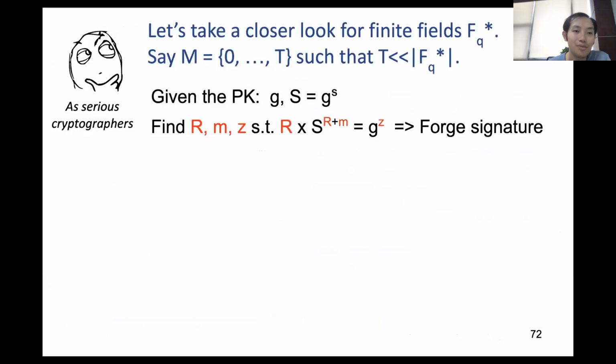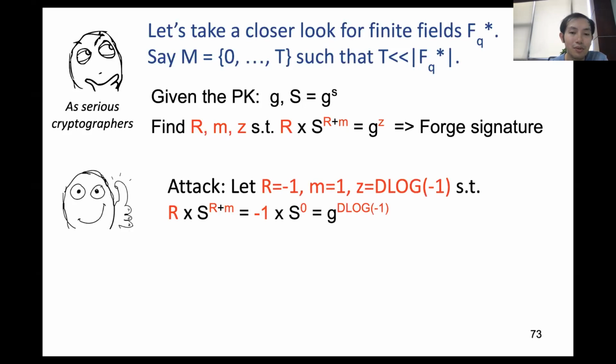So as serious cryptographers, we are not really satisfied by a solution which is only secure in the generic group model. We put it back into concrete group instantiations like the multiplicative group of a finite field, and we really tackle this question to see whether this is a hard problem in any concrete group. It turns out that we find an attack, and it's really simple.